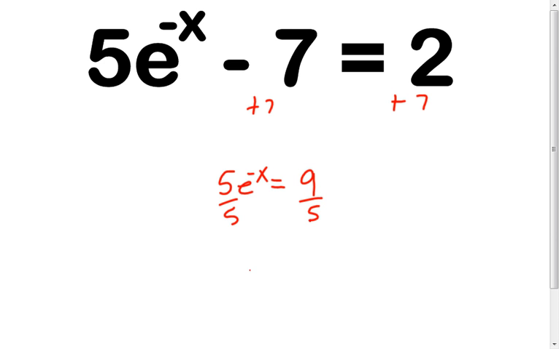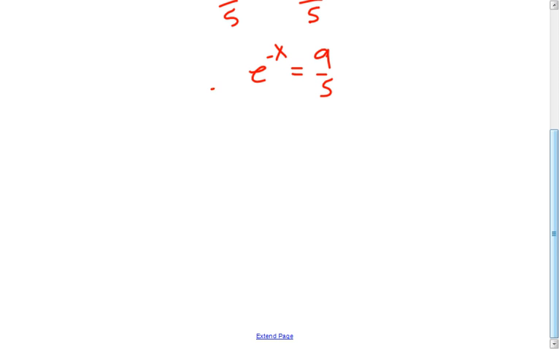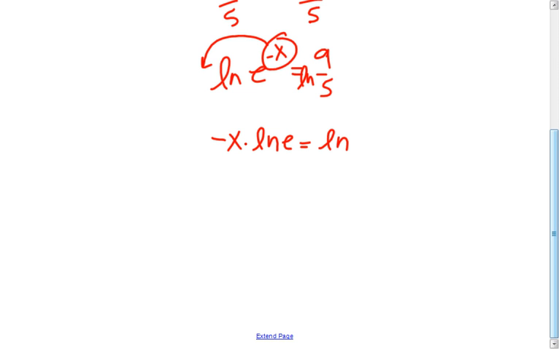And so then I have e to the negative x equals 9/5. Now I will take the natural log of both sides. So I will take the natural log of that and the natural log of that. Of course, this comes out in front. So I have negative x times the natural log of e equals the natural log of 9/5. And of course, we know that the natural log of e is 1, and I don't need that.